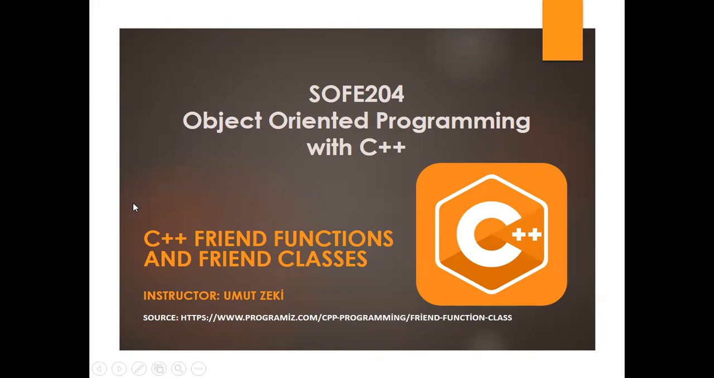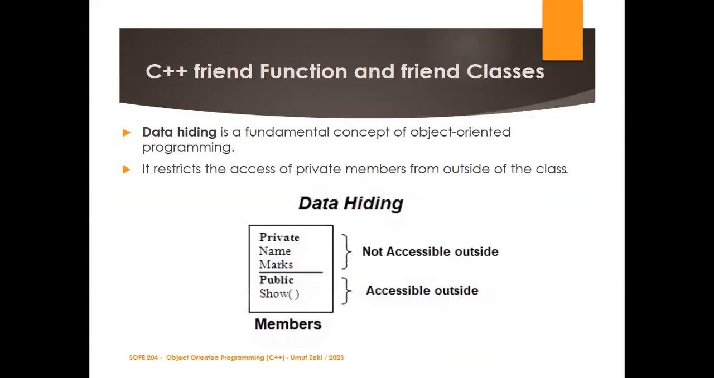In the second lecture, we are going to see friend functions and friend classes, which we discussed a little bit last time, but we saw only one example. That's why I want to make it with more examples.